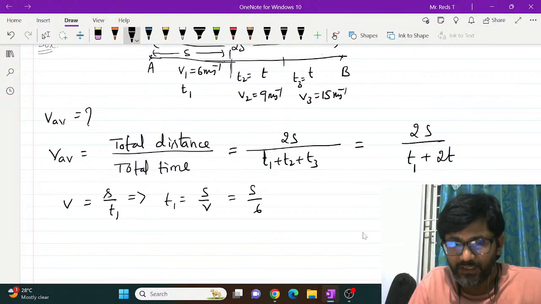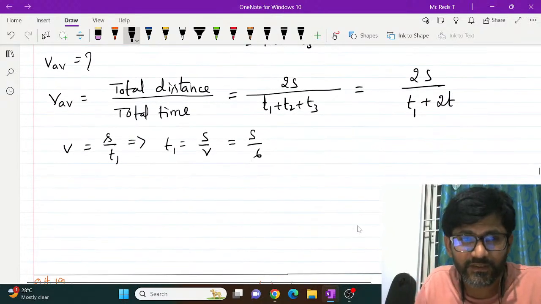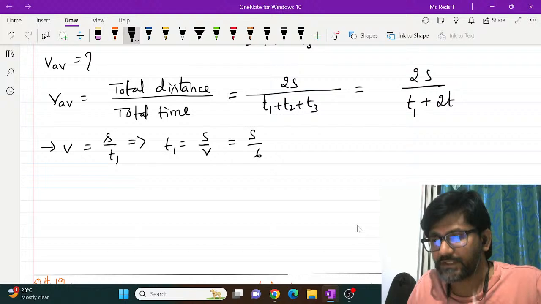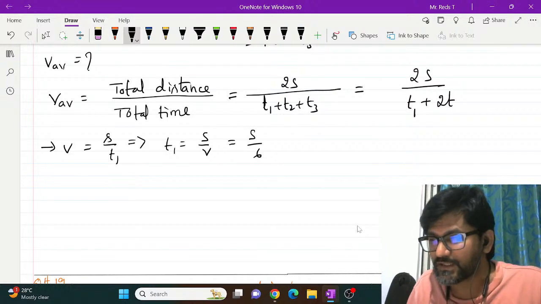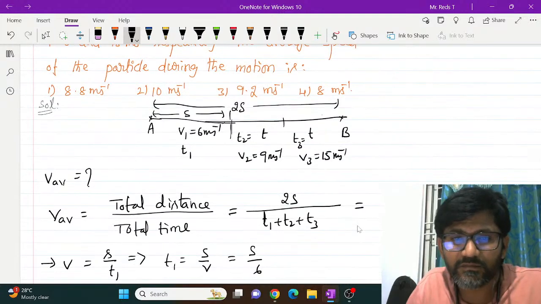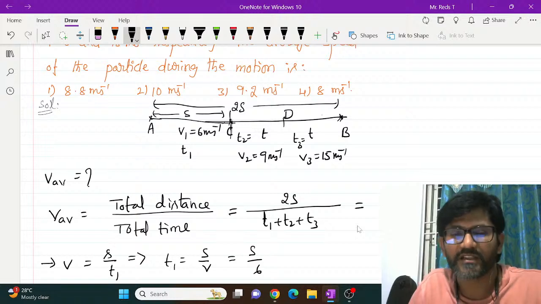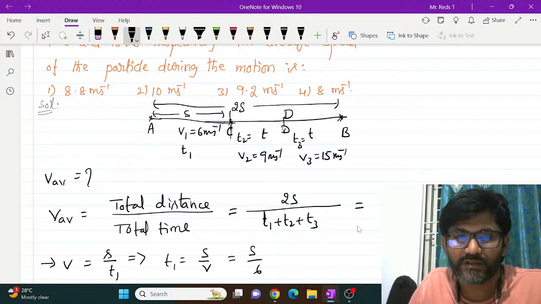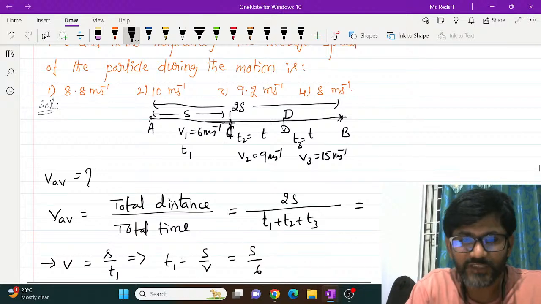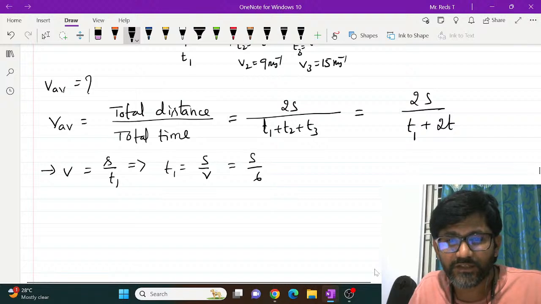But let us skip, then we have to just simplify this step by step. And this is for the first half distance. We can mark some letters here. This initial point is A, final point is B. This point you can mark as C, this point you can mark as D, something like that. You can give some names to this. Okay, right. Now, so T1 is equal to s by 6.